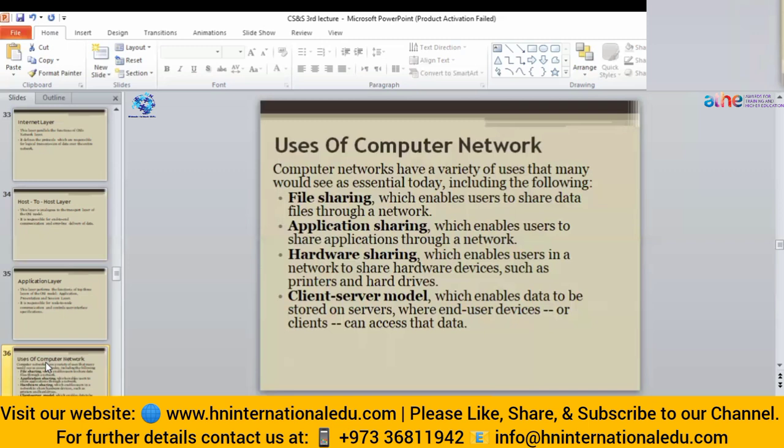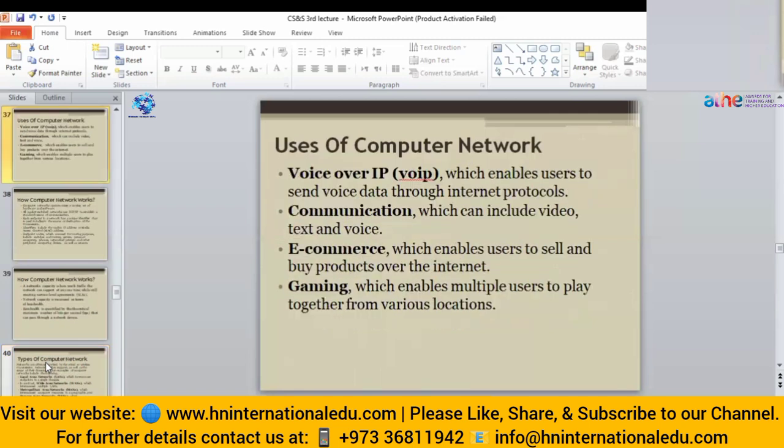Now, the client server model, which enables data to be stored on the server where end users' devices, or the clients, can access their data. And we can also use servers for cloud computing. Voice over IP, which enables users to send voice data through the internet protocols. Communication, which can include video, text, or audio, like a call. E-commerce: online buying, purchasing, and selling. Gaming, which enables multiple users to play together from various locations.